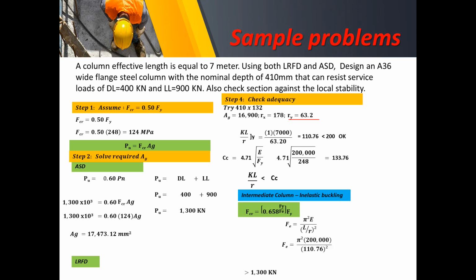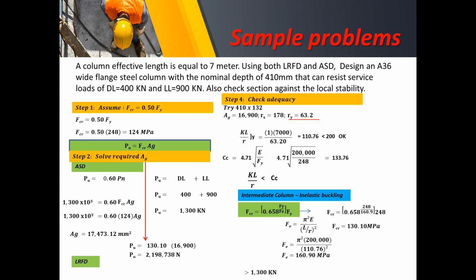We calculate the Euler's buckling stress. Again, take note that in here we substitute the maximum slenderness ratio. We continue, so the nominal strength will be given by that equation. So 130.1 times 16,900, so Pn is equal to 2,198,738 newtons.